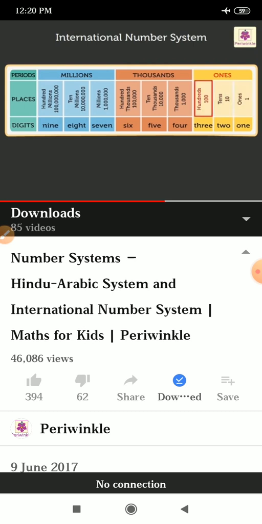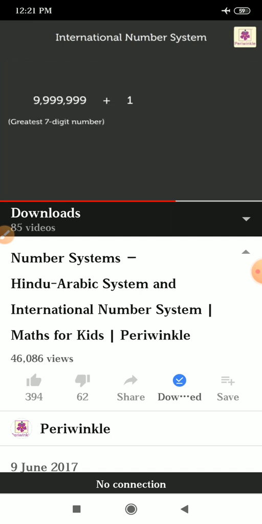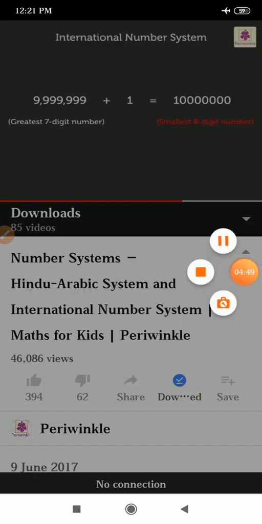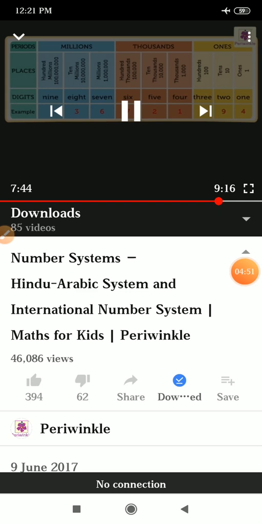1 added to the greatest 7-digit number, 9,999,999, gives the smallest 8-digit number. Look at the example on the board. We write it as 36,721,394. The number is read as 36,721,394.